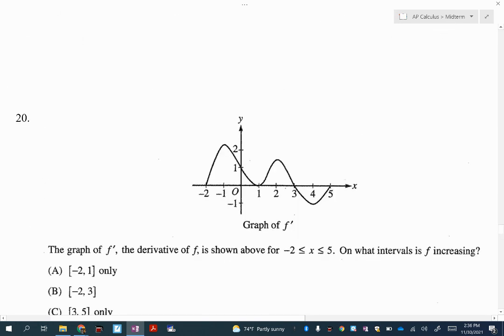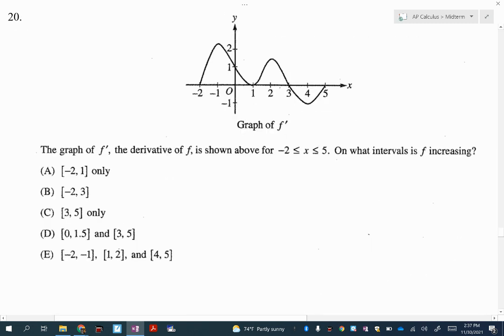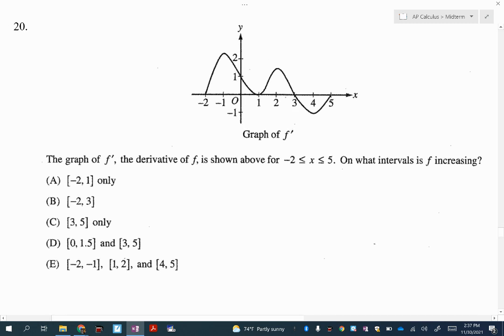Let's go to 20. On this one, it wants us to find the intervals where the original function is increasing. When I look at the graph of the derivative, as long as the values for y are positive, that's where it's increasing. For the values of y where it's negative, that's where the function is decreasing. So in this case, I'm positive from negative 2 all the way to positive 3. So that's going to be where my original function is increasing, which is b.